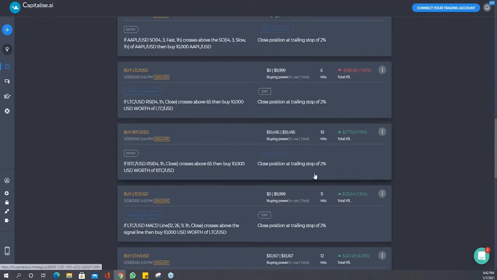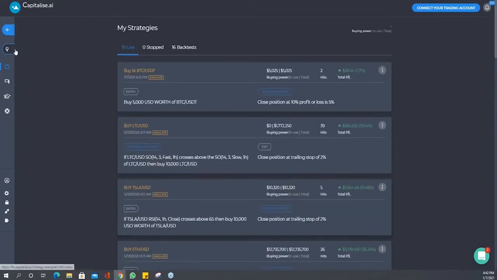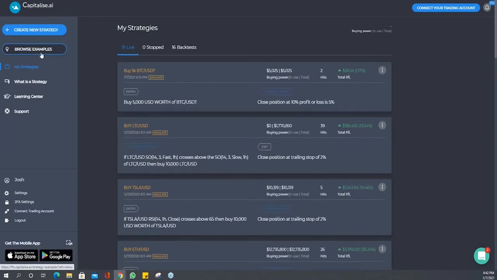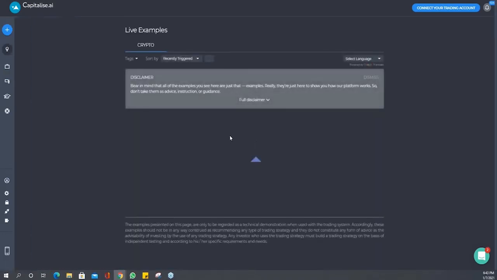Okay, John, so if you want ideas of strategies, my examples page is the place to go. If you go to the browse examples page, you can test out all your strategies. So for instance, if you want to look at strategies that return the most, come to the live examples page and just click on return. I don't actually know why it's taken this long to load, my computer just might be a little bit slow. I haven't switched it off for a couple of days.